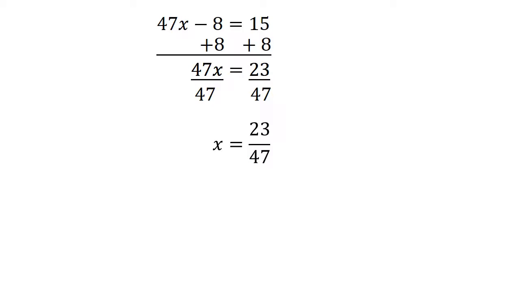and that'll get rid of the coefficient, giving me my answer. And again, this is a fraction. The problem is 23 over 47 does not turn into a nice decimal, so this is probably the best way to write this solution. So that's how you solve general equations.